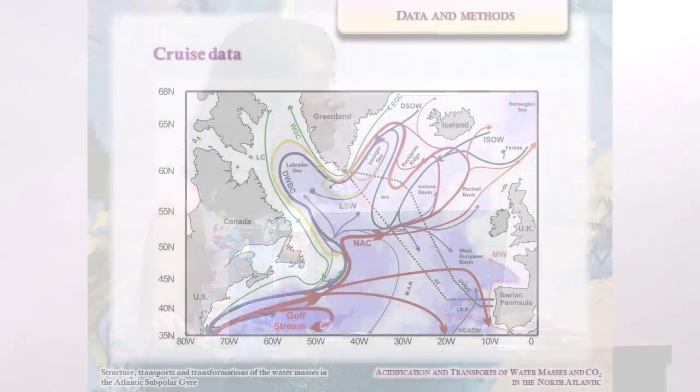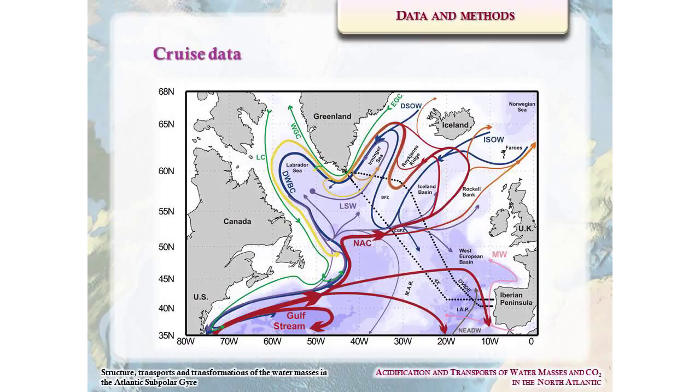For these purposes, we used data of 6 repeats of the A25 hydrographic section. The data include the FOUREX section taken in 1997 and 5 repeats of the OVIDE section taken every other year from 2002 to 2010. In the figure, you can see the hydrographic stations of both lines and a scheme of the North Atlantic circulation.